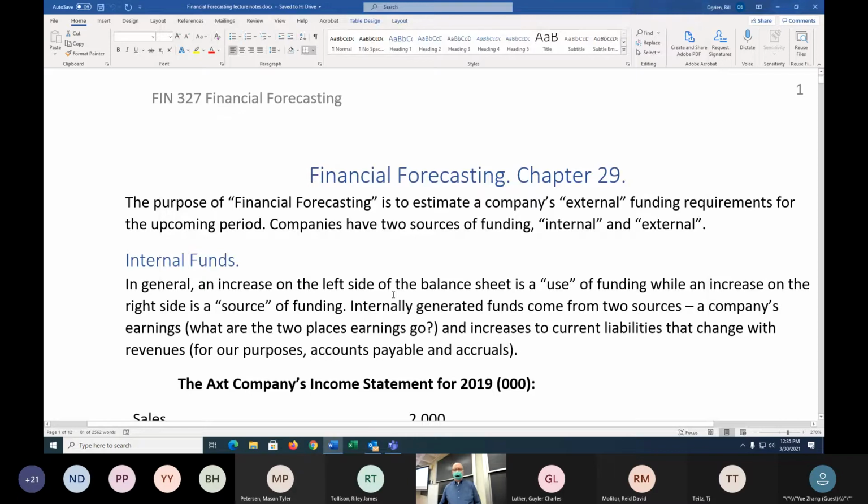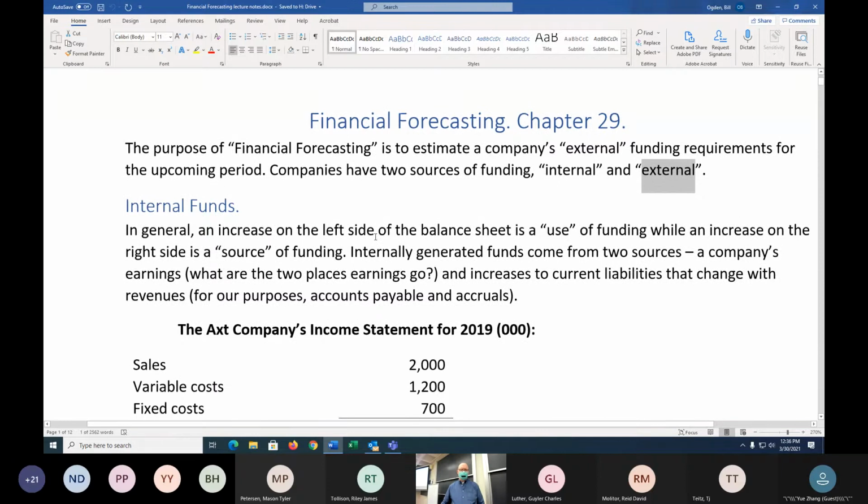The purpose of financial forecasting is to estimate a company's external funding requirement for the upcoming period. So companies have two sources of funding, internal and external. In general, an increase on the left side of the balance sheet is a use of funding, while an increase on the right side is a source of funding. So basically, the capital which funds the company is on the right side. The assets which the capital is funding are on the left side, right?